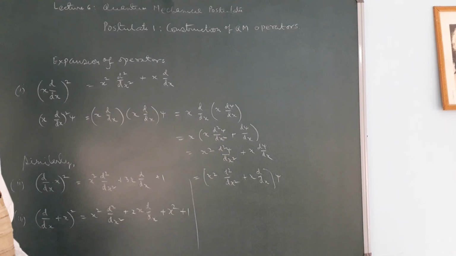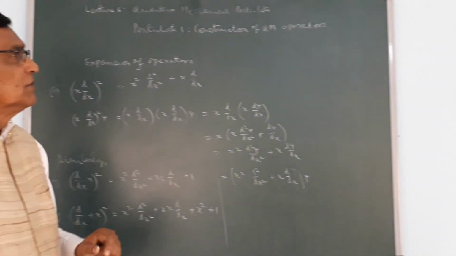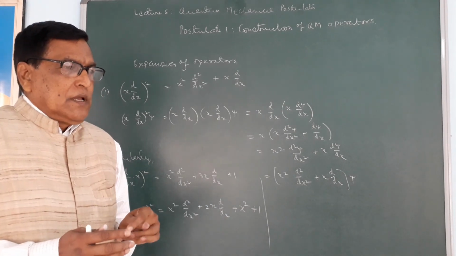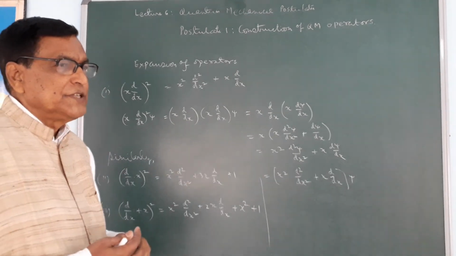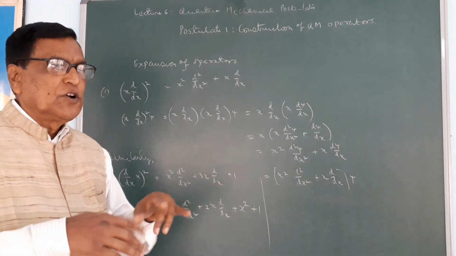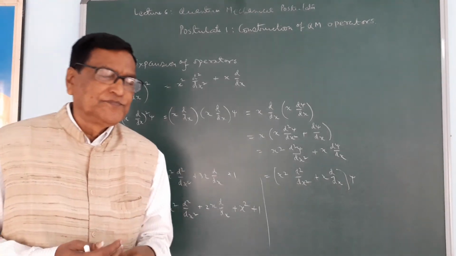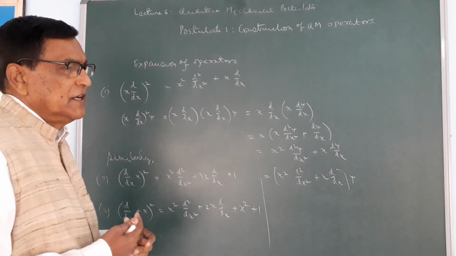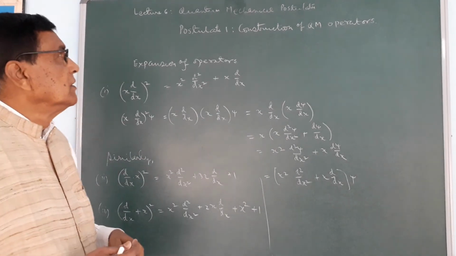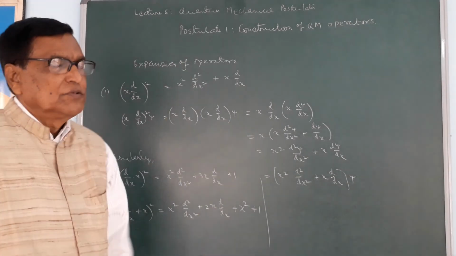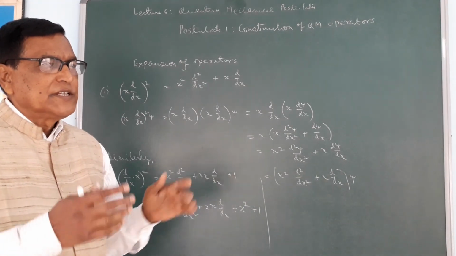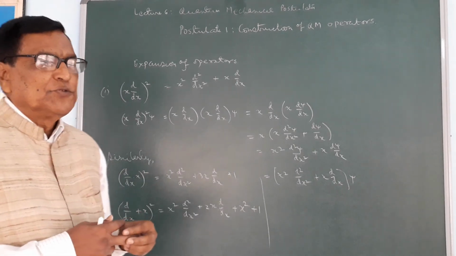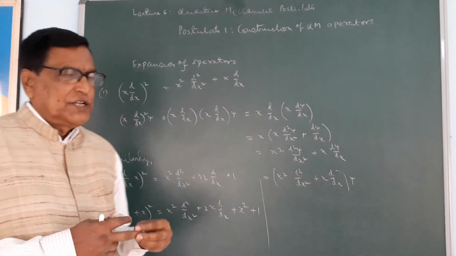So this is all about postulate 1, how the quantum mechanical operators are to be constructed for a physical quantity, physical properties or the observables of the system. And in my next lecture, I shall go for postulate 2, how the constant value or characteristic value of this system would be evaluated by using the eigenvalue equation.